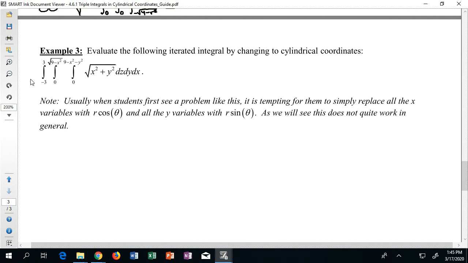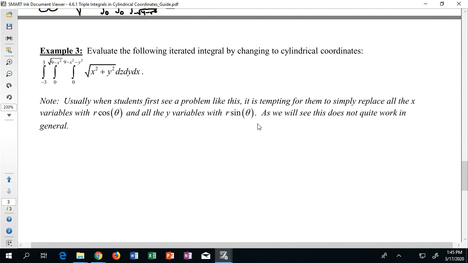Now, a big note here that I've left that's super important is that a lot of times when people first see this question, they get a little bit antsy and start trying to replace everything as fast as they can. But that's actually a really bad strategy. You don't just want to go through and replace every x with an r cosine and every y with an r sine. That's not necessarily the most helpful thing to do.